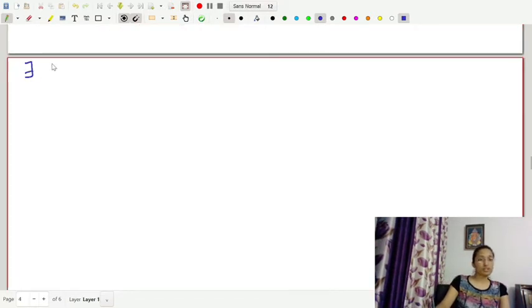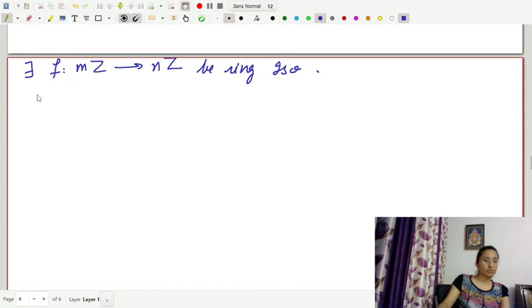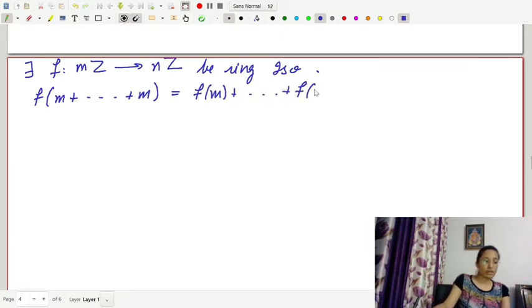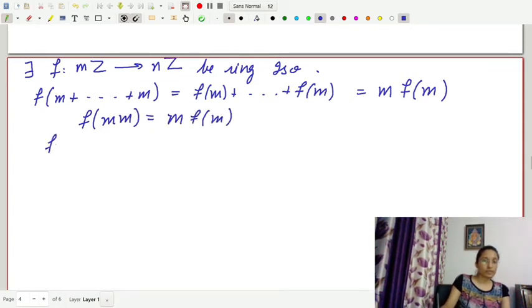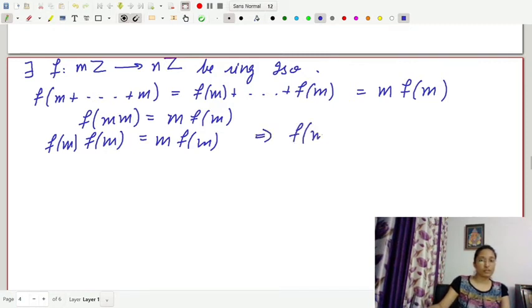Now, suppose there exists an isomorphism f from mZ to nZ, be a ring isomorphism. Then f(m + m + up to m times) is equal to f(m) + so on up to m times, that is m f(m). f(m × m) is equal to m f(m), that is f(m) × f(m) is equal to m f(m), which in turn implies f(m) is equal to m.